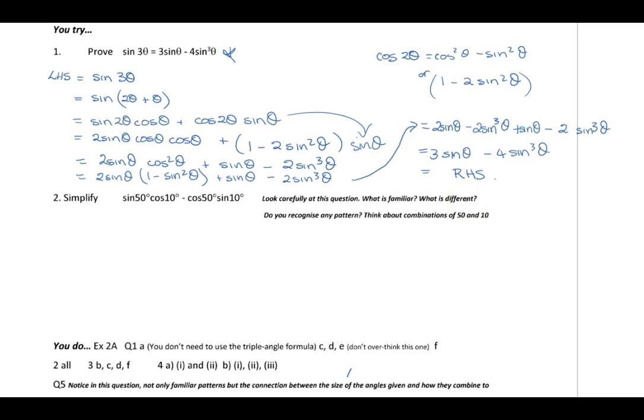What's different? Well, we don't normally have 50 and 10, but I would like to add 50 and 10 because that would give me 60, and I know a lot about sine cos of 60. So if alpha or A was 50 and B was 10, A plus B gives me 60. So I'd really like to be able to replace this with something about, in a bracket, A plus B or alpha plus beta. Do you recognise any pattern?